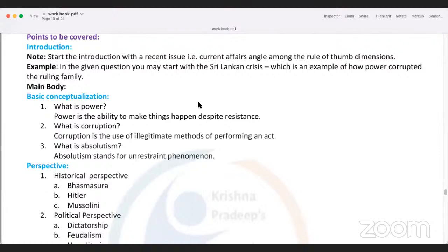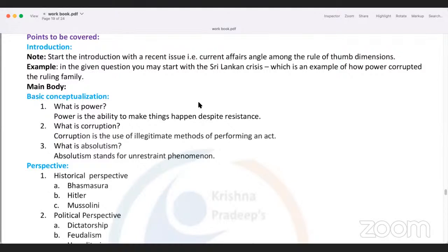In the given question, you may start with the Sri Lankan crisis, the ongoing crisis in Sri Lanka, which is an example of how power is corrupted by the ruling family. Almost 7 members of the family are holding the superior powerful posts, including the president, prime minister, and 5 other people. All of the superior positions are held by them, and that itself is showing how corrupt the government is. With that statement, with that example, you can start the essay.